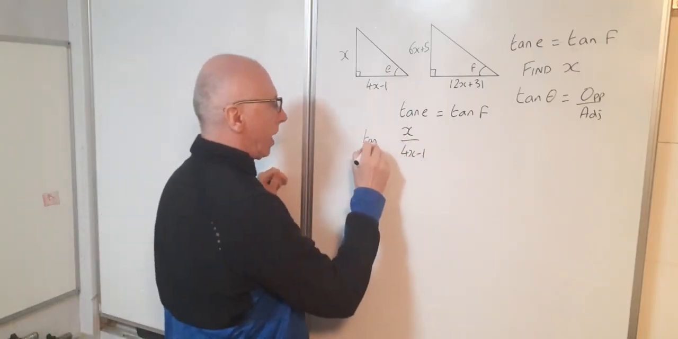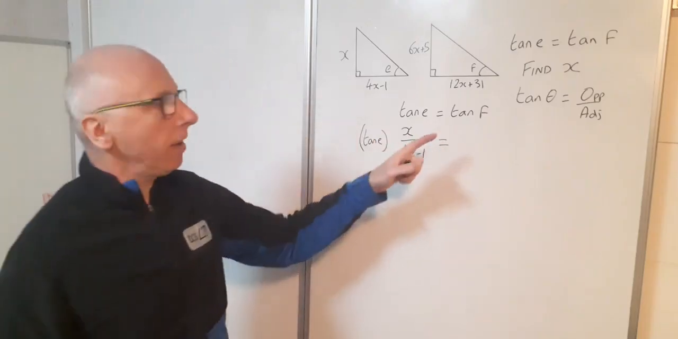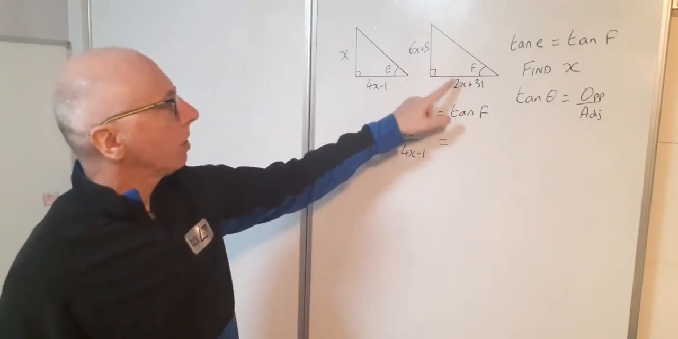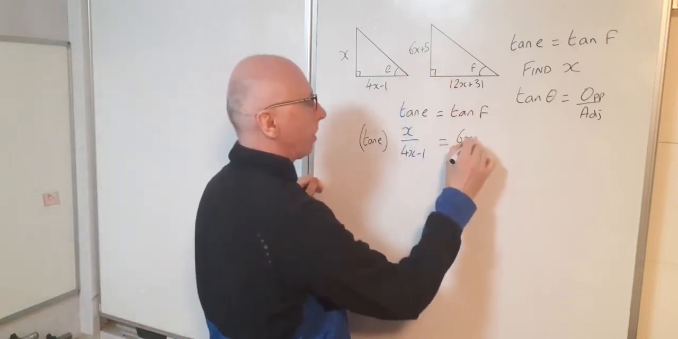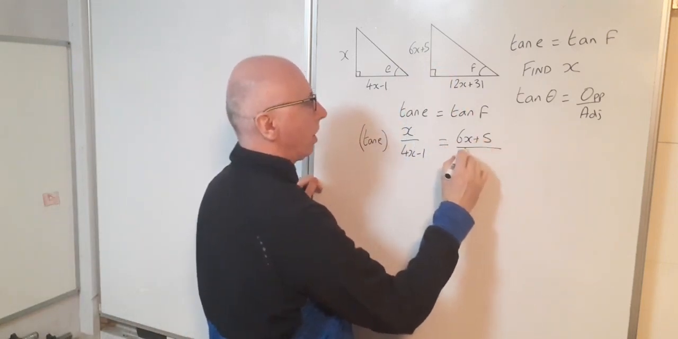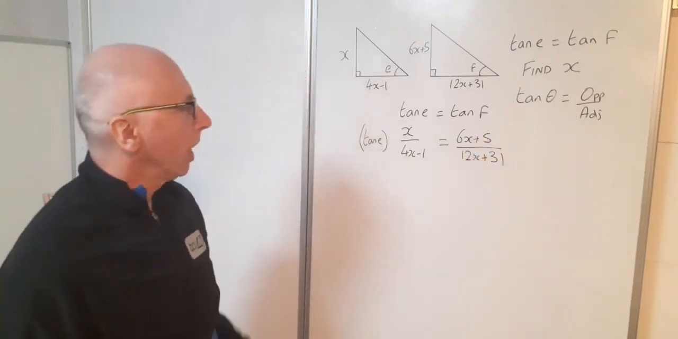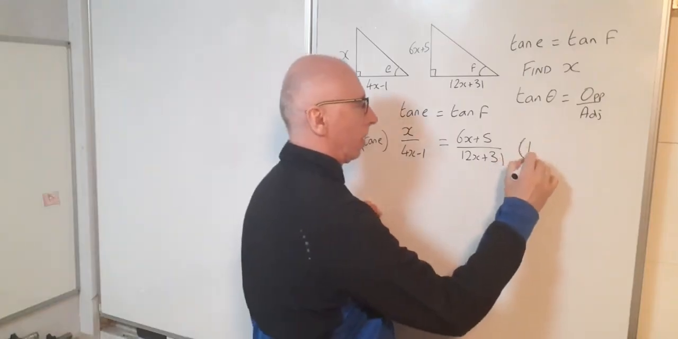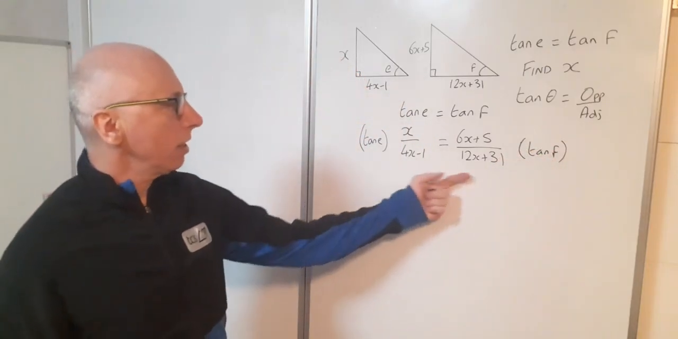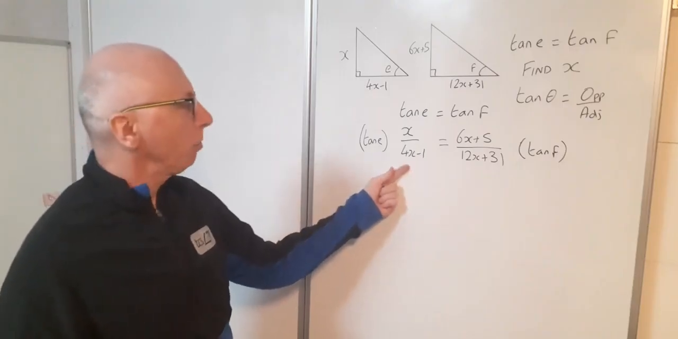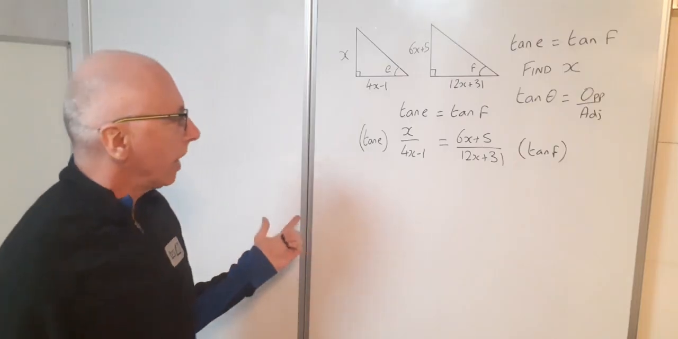So if I just put that there, then my tangent of F, in this one here, opposite over adjacent, so that would equal 6x plus 5 over 12x plus 31. And that's tangent of F. Okay, now setting these equal to each other should be able to solve for x. So let's have a go at that.